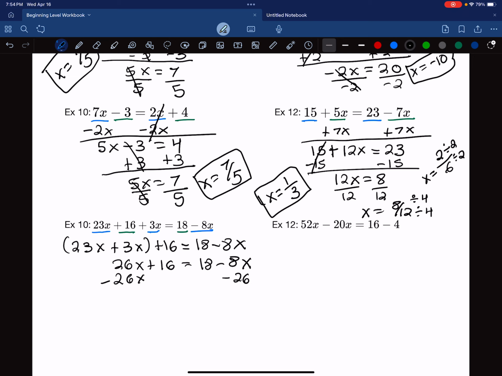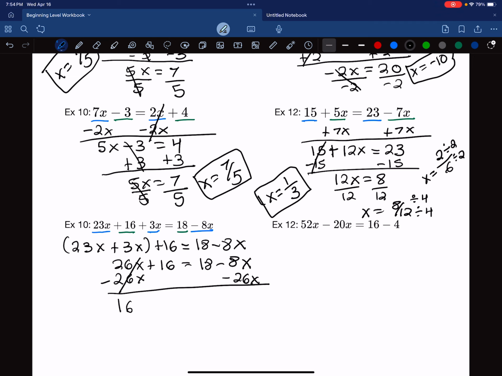Now, I will say, if you did this problem on your own, adding 8x to both sides is completely okay. That is still a correct way to do it. There's just a couple ways to solve for this. I just wanted to show that to you so that you understand that there's more than one way to get to an answer in this one. So we're going to cancel out this 26x.